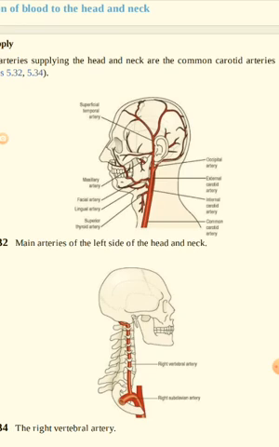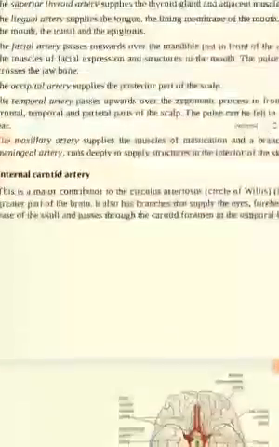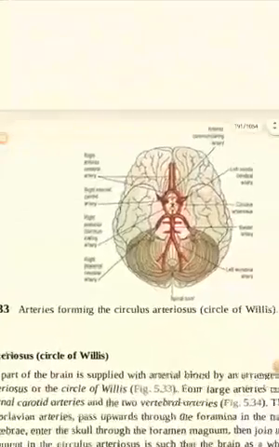How does it supply various areas of the brain? The internal carotid artery alongside the vertebral artery forms a network of arteries on the base of the brain, which is called the circle of Willis. I will tell you in detail here.